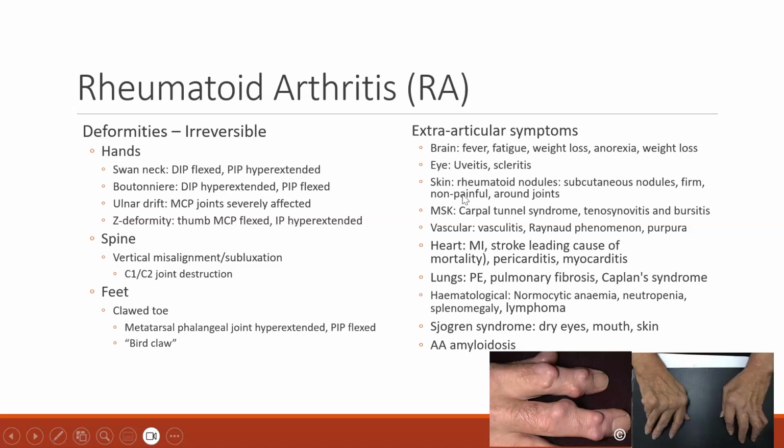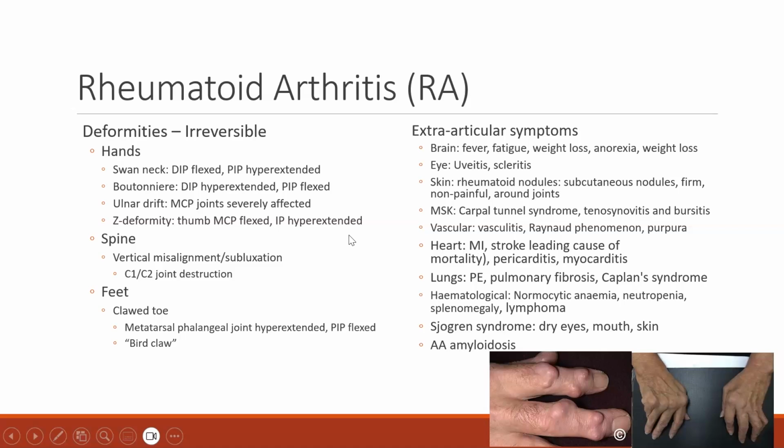In the skin, we get rheumatoid nodules, which are here. They're subcutaneous, firm, non-painful, and usually around affected joints. Musculoskeletal, we get carpal tunnel syndrome, tenosynovitis, and bursitis. Vascular, we get vasculitis, Raynaud phenomenon, and purpura. In the heart, they can get heart attacks and strokes, which are the leading cause of mortality. They can get pericarditis or myocarditis as well.